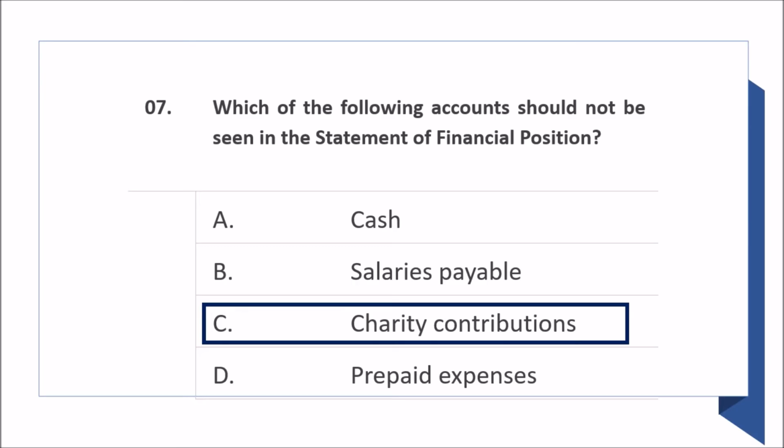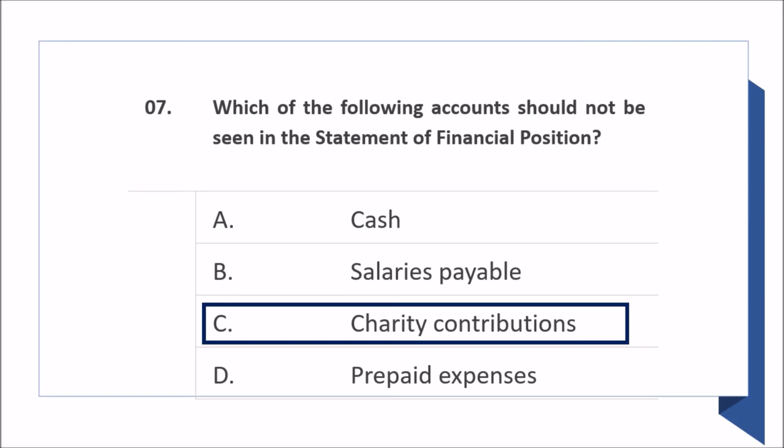Prepaid expenses are assets. Do not be misconstrued by the word expenses. Remember, expenses that are not yet used, or advance payments for expenses, are prepaid expenses, and those are assets, so it shall be part of the statement of financial position. Charity contributions are expenses and should be part of the income statement.